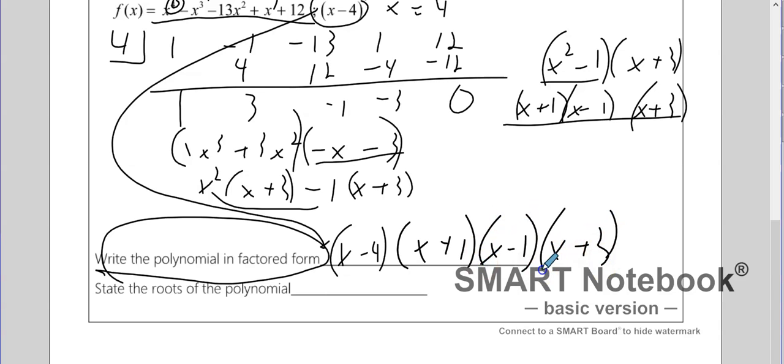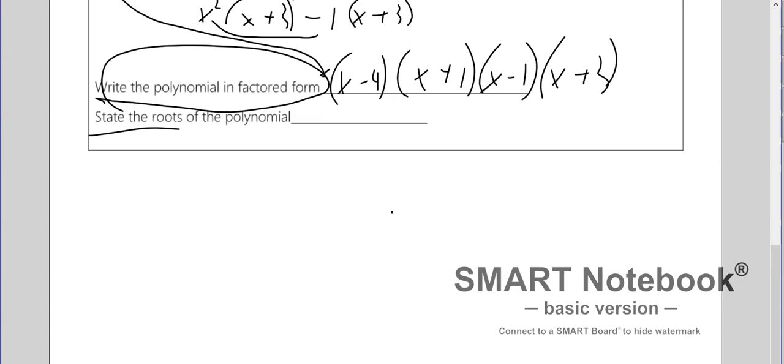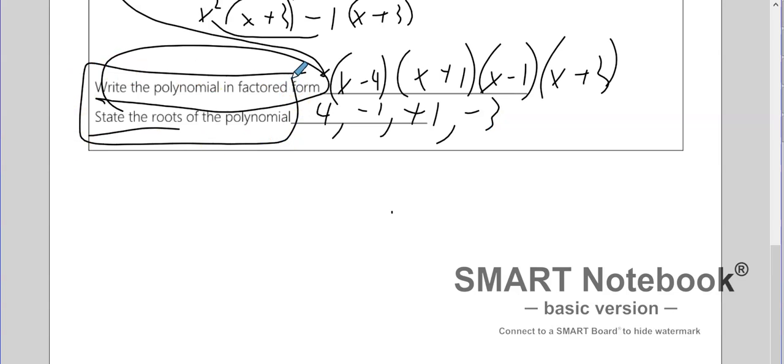All 4. Hey, and look at the directions. Also state the roots. So we need to write each of these, solve them for 0. So x minus 4 would give me 4. X plus 1 would give me -1. X minus 1 would give me +1. And x plus 3 would give me -3. There are my 4 zeros, my 4 roots. But again, make sure you pay attention to what the question is asking you to do. It may not be like this in the test. All that might be in the initial instructions. Read the directions.